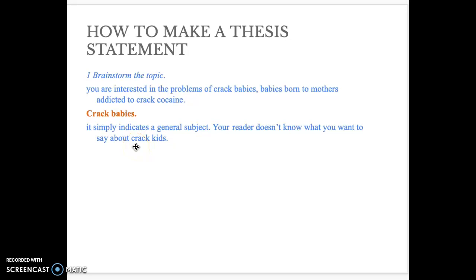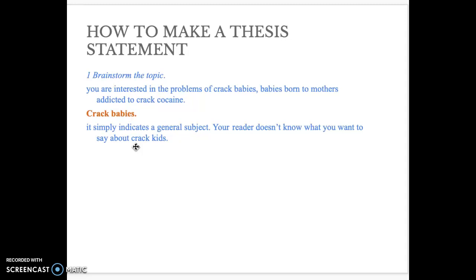So once we've brainstormed the topic, we come up with a number of things. And brainstorming is what we do in class when we're mapping, when we're pouring our ideas onto paper, when we're free writing, when we're taking notes. So we decide that we're interested in the problem of crack babies, which are babies born to mothers who are addicted to crack cocaine. So we have crack babies.